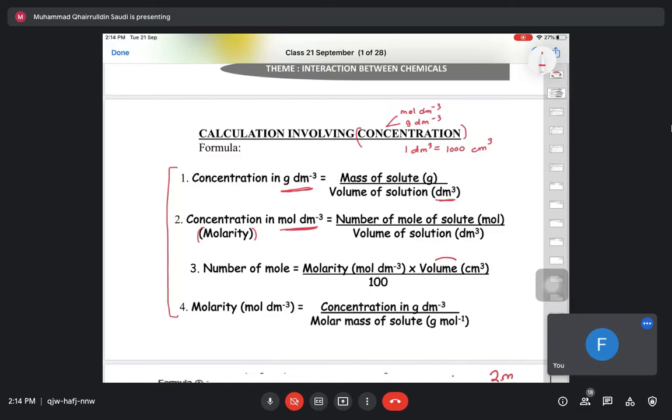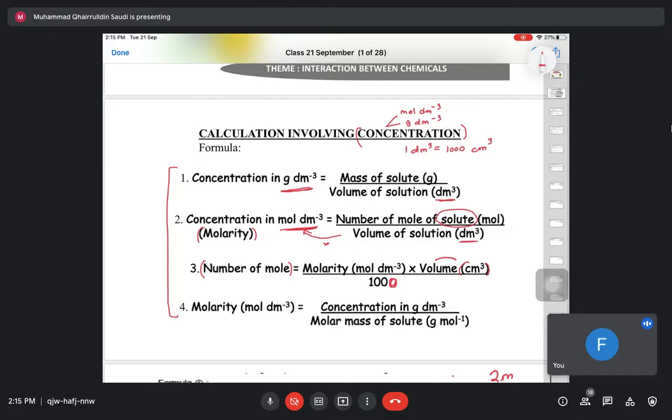Next is concentration in mole per dm cube, known as molarity. To calculate the molarity, we take the number of moles of the solute and divide it by the volume of solution, also in decimeter cube. You might also be asked about the number of moles of the solute, so we rearrange formula number 2 and get molarity times volume. If the volume is in centimeter cube, you have to divide it by 1000. If the volume is already in decimeter cube, you don't have to divide by 1000.